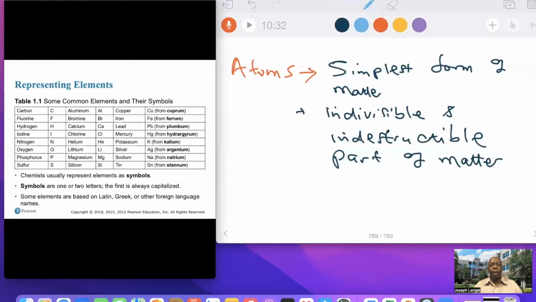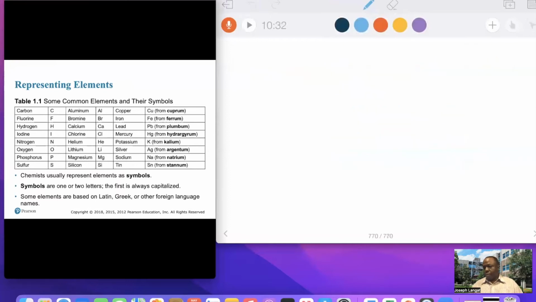Some few common elements does not mean this is what you need to pay attention to only, for an exam, a quiz, or homework. It's just an illustration of the chemical symbols and the names, and an explanation of the uniqueness of the names. Some names have Latin origin, some have Greek origin.